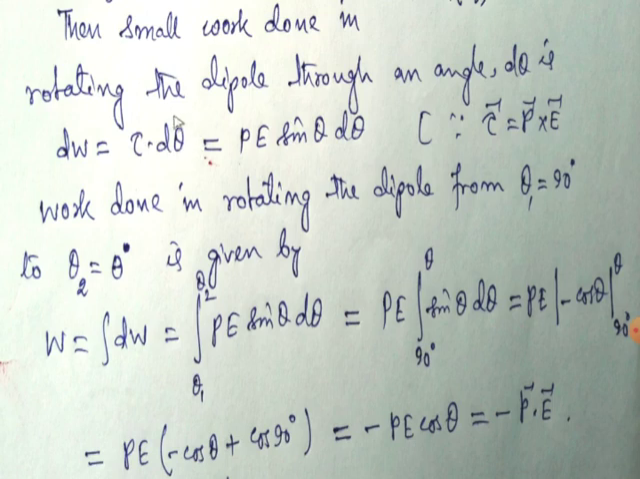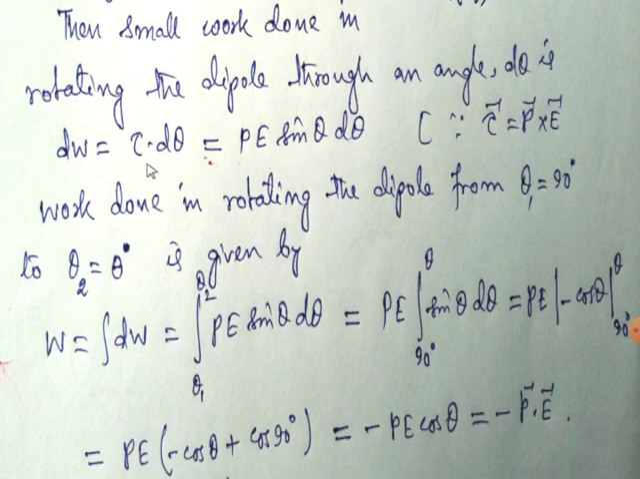Instead of linear displacement ds or dr, it will be replaced by the small angular displacement d theta. So torque tau, we know, is equal to PE sine theta d theta. What is this P? Dipole moment. E is the electric field. E sine theta d theta.